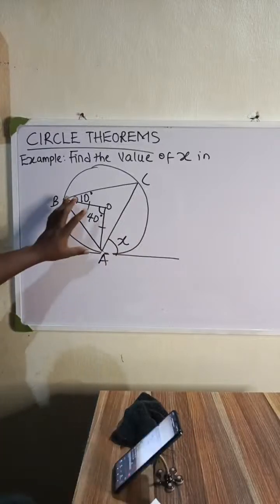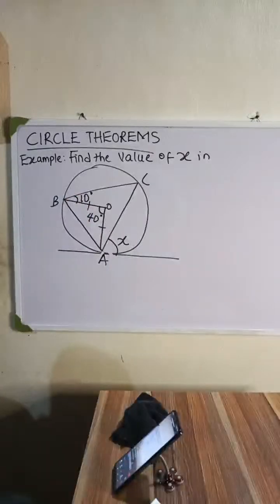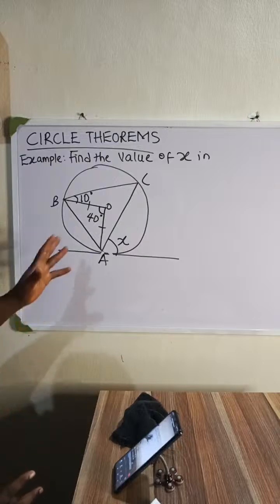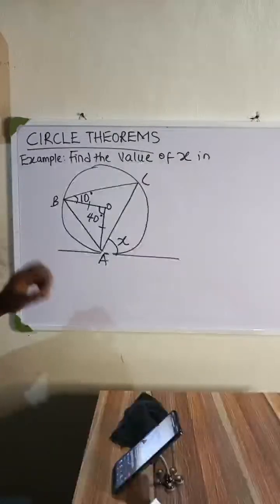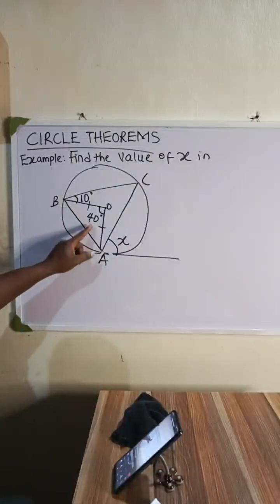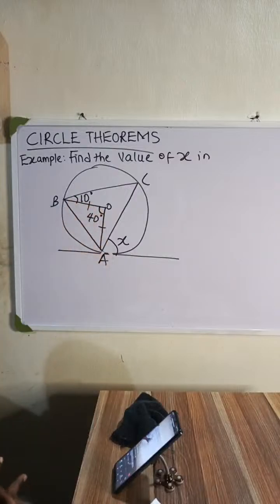So if you are expected to find X, let's see the principles that we're going to use. First thing, observing here, we discover that this is the center of this circle, right? That's the first thing we observe. The next thing we observe is that this small triangle here is an isosceles triangle.